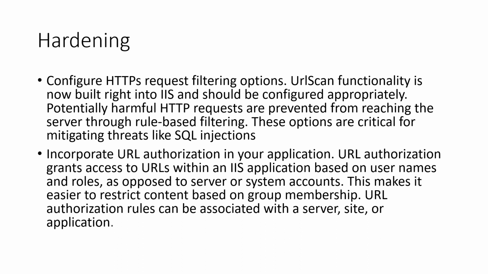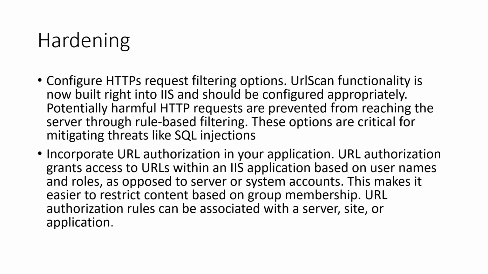The second hardening we're going to do is incorporate URL authorization in your application. URL authorization grants access to URLs within the IIS application based on usernames and roles as opposed to server or system accounts. This makes it easier to restrict content based on group membership. URL authorization rules can be associated with a server, site, or an application.